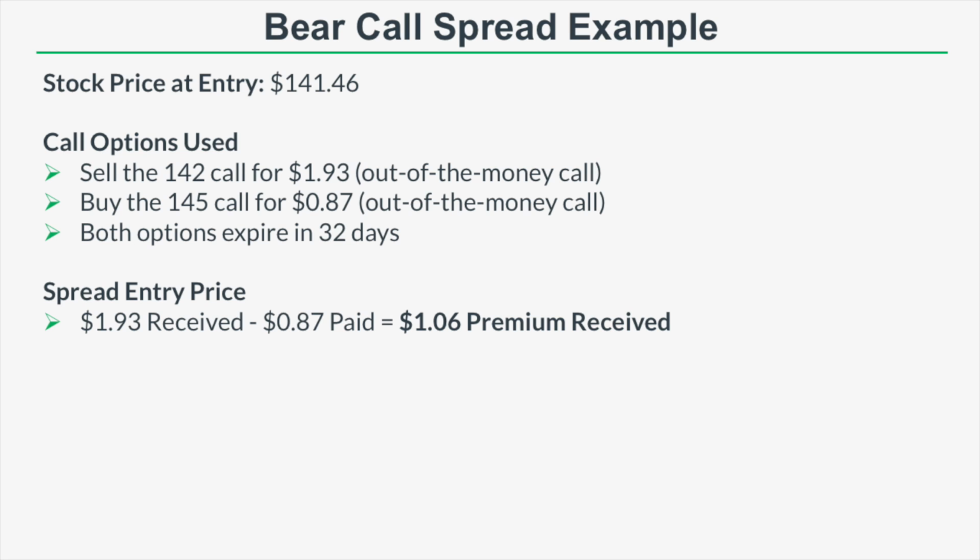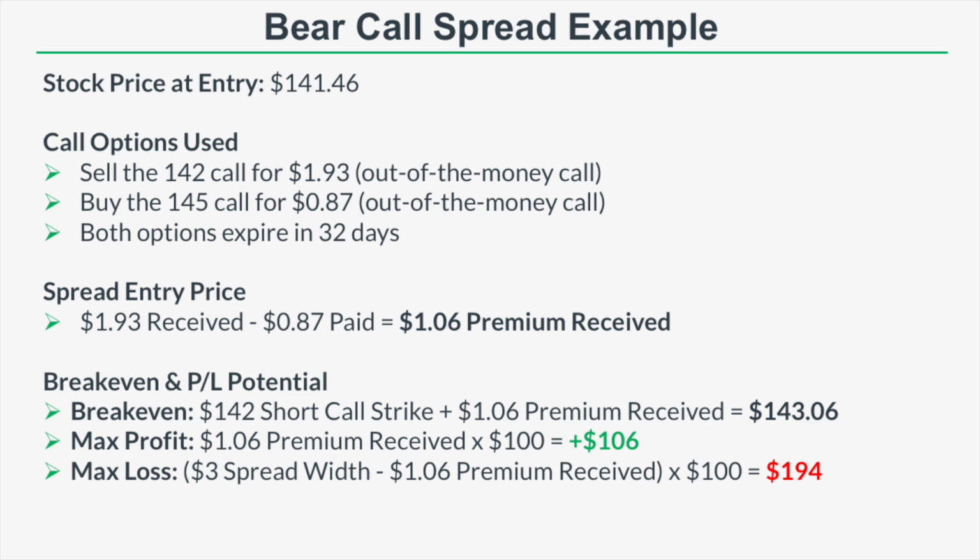Now, when you sell a call spread, or any option spread for that matter, you are going to collect premium. The premium we're going to collect in this example is what we received for selling the 142 call less what we paid out for buying the 145 call. Since we received $1.93 for selling the 142 call, and we paid out 87 cents to buy the 145 call, the premium we're going to receive for selling this call spread is $1.06.